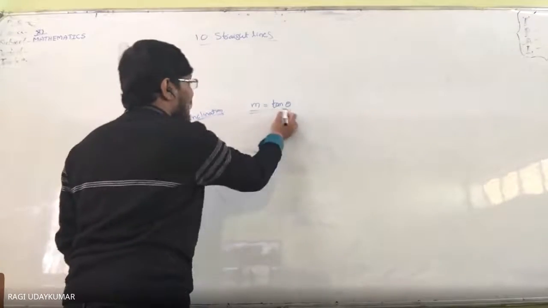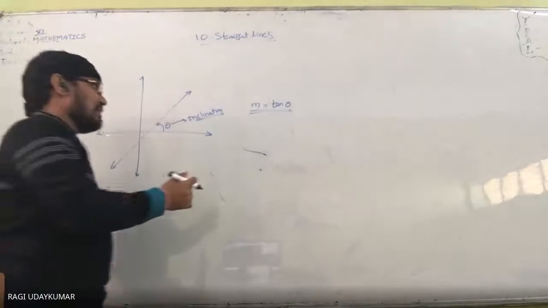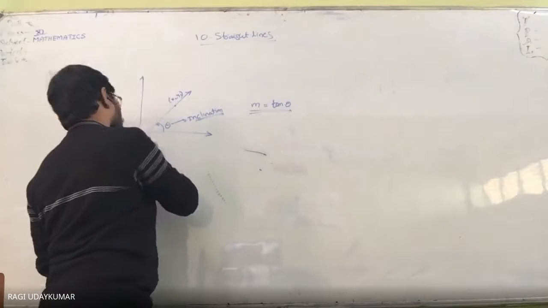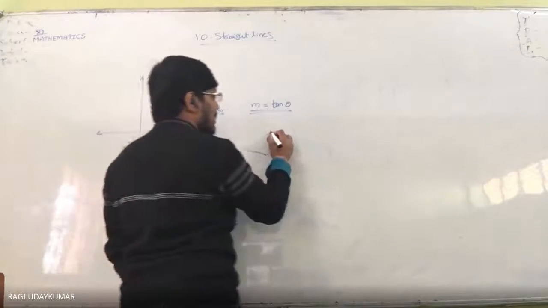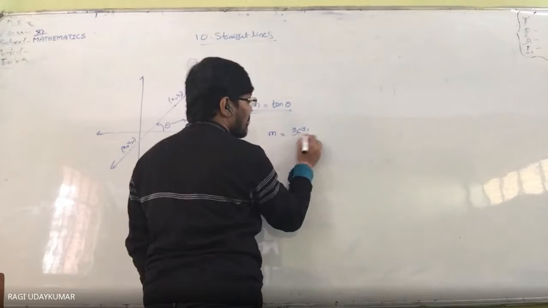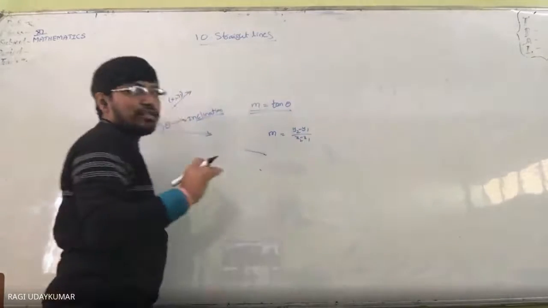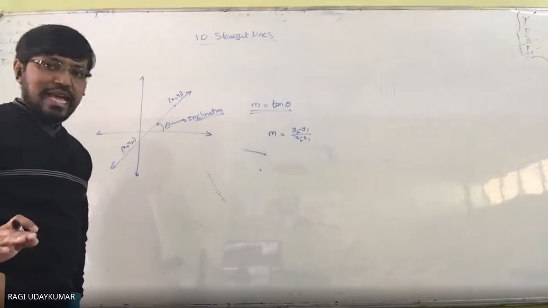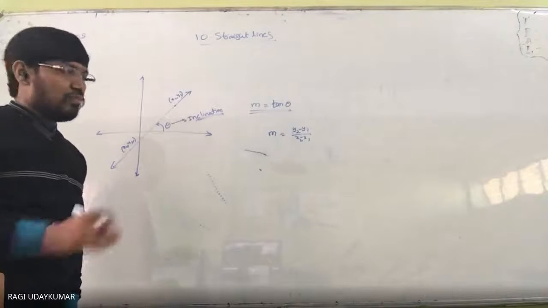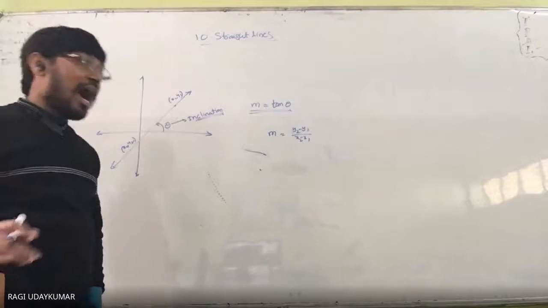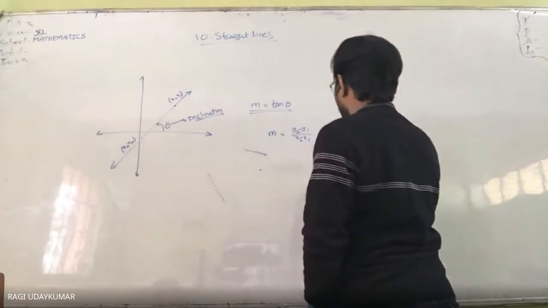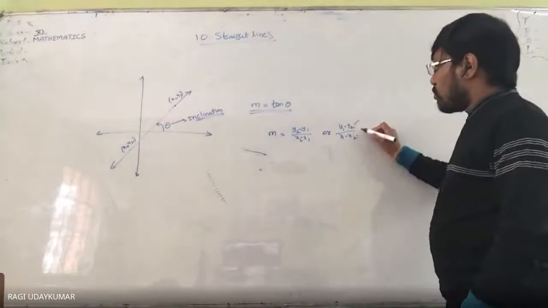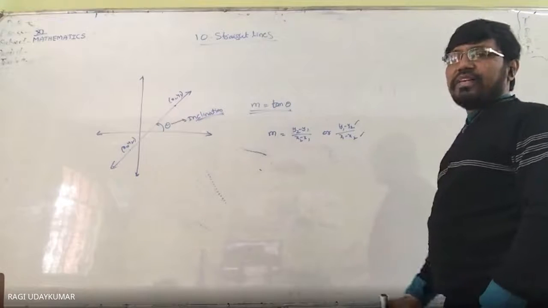One way of finding the slope is when the angle is given. Another way is if two points on the line are given, x1, y1 and x2, y2. Then the slope of the line m is equal to (y2 minus y1) by (x2 minus x1), irrespective of the angle made by that line with the x-axis. Whether it is acute or obtuse doesn't matter. In both cases, we get y2 minus y1 by x2 minus x1. Or you can write y1 minus y2 by x1 minus x2 also. The difference of the y coordinates by the difference of the x coordinates.